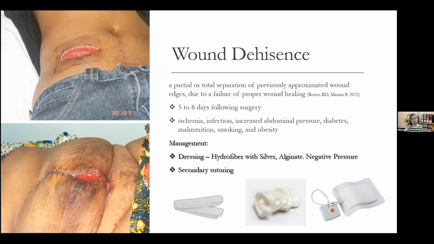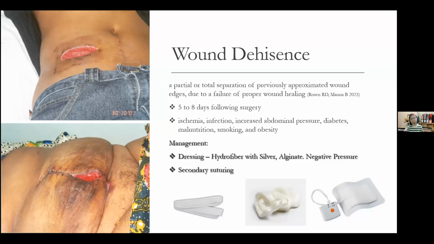Managing this wound dehiscence, usually the dressing has to be very carefully selected. For wound dehiscence, you can actually manage your wound without any secondary suturing if you do it correctly with the right dressing. Normally, hydrofiber with silver is the preferred dressing because of the absorption. Wound dehiscence is very wet, and silver is used because the wound is also infected, so you need to manage a local infection.